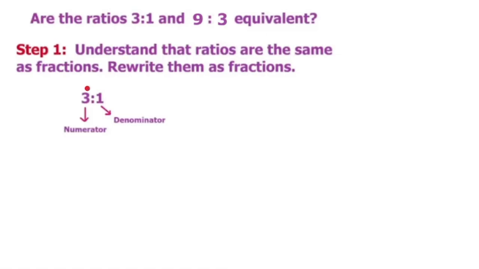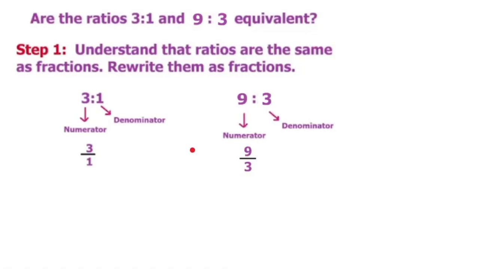So let's say this is the numerator and then this is the denominator for 3 to 1, okay? So let's rewrite that as a fraction, 3 over 1. And now let's look at the other ratio, 9 to 3. So let's make this the numerator and this the denominator. So that's how it looks, 9 over 3.